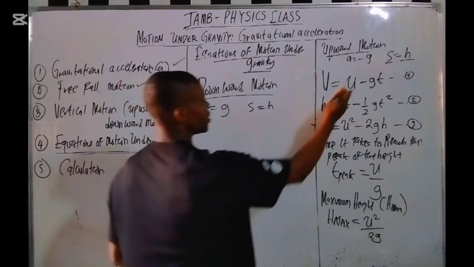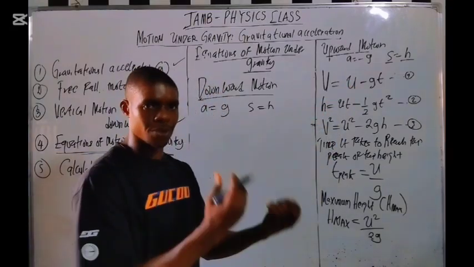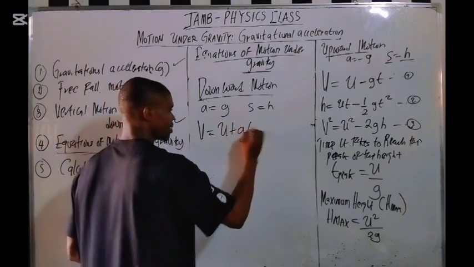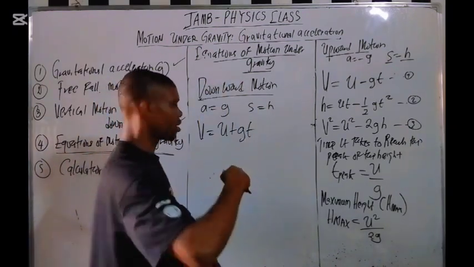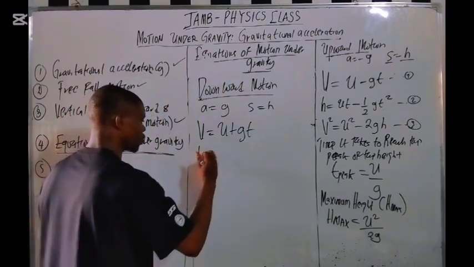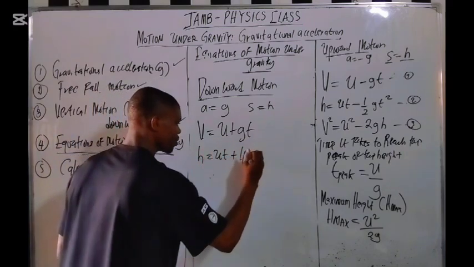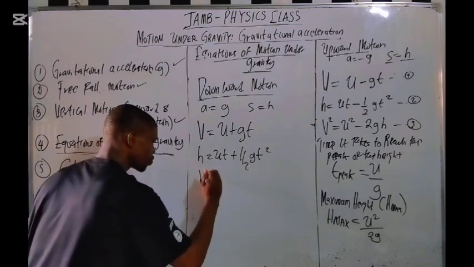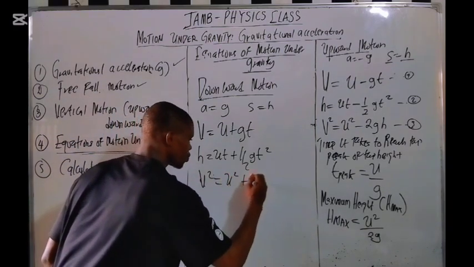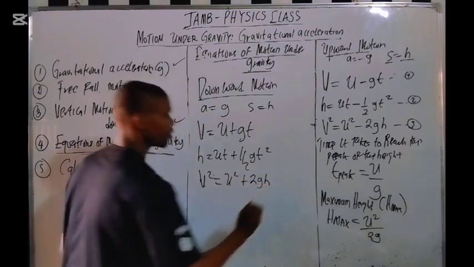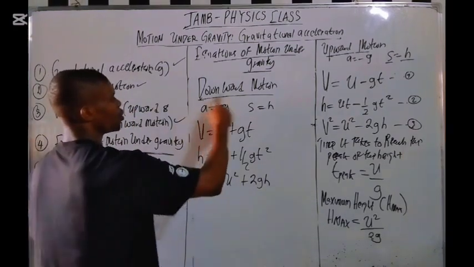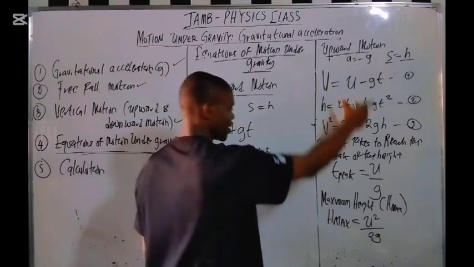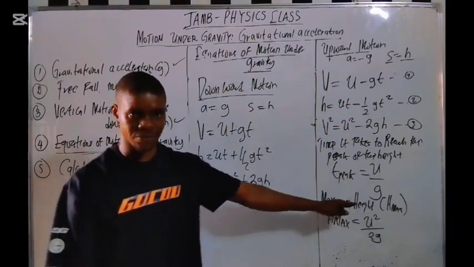So now anywhere I see minus, I'm going to put positive. Do you understand? So here we have V equals U plus GT, because it's falling freely. Now here we have H equals UT plus half GT squared. There we have V square equals U square plus 2GH. So downward motion, these are the equations here. Upward motion, these are the equations here. It's very important.